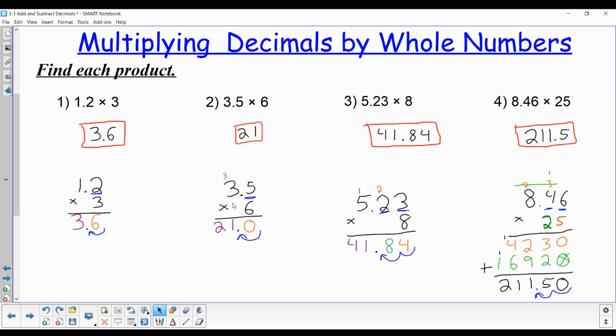So if you have one number after the decimal, like problems 1 and 2, you move the decimal over one place in your answer. If you have 2 numbers after the decimal, like 3 and 4, you move your decimal over 2 places in the answer. And if I had one where there were 3 numbers after the decimal, then in the answer, I'd move the decimal over 3 places so it was the same.